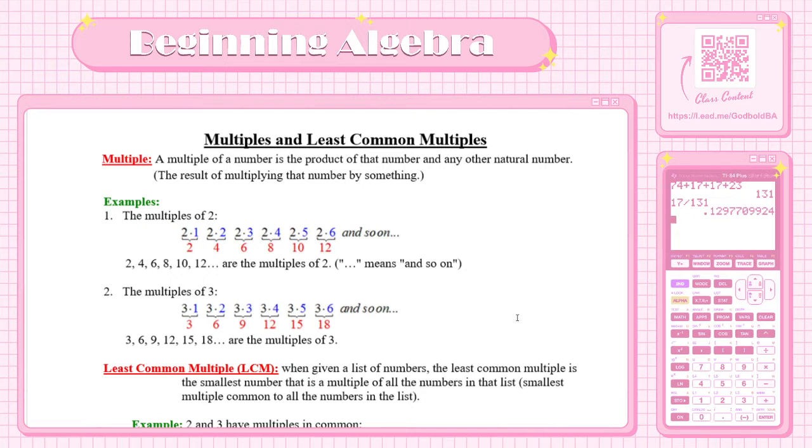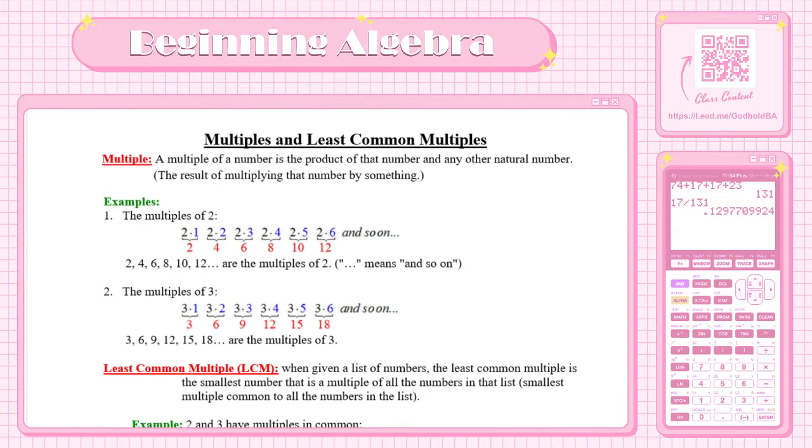Now, one thing we'll be concerned with is if I list out all the multiples of 3 and all the multiples of 2, which ones do they have in common? The one I'm most concerned with is the smallest one they have in common. What is the smallest multiple they have in common, known as the least common multiple?